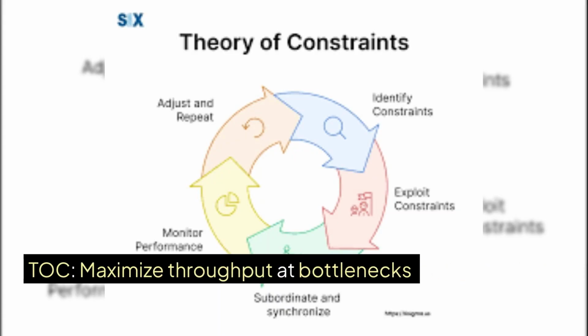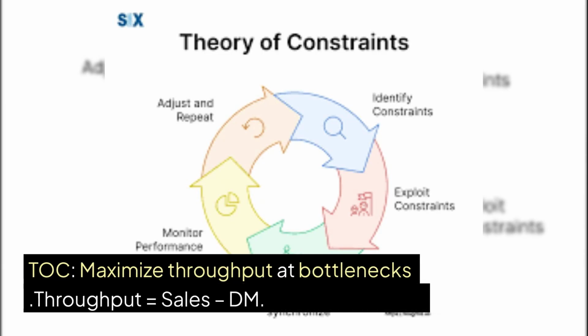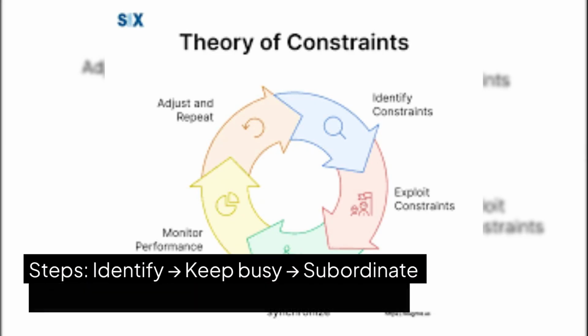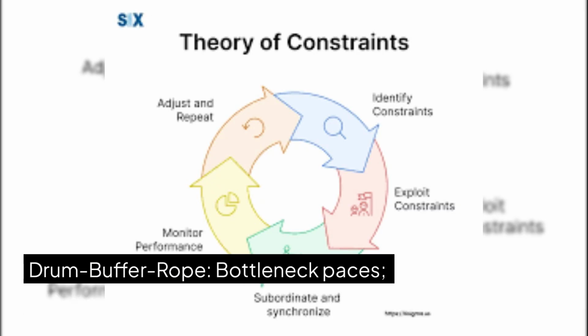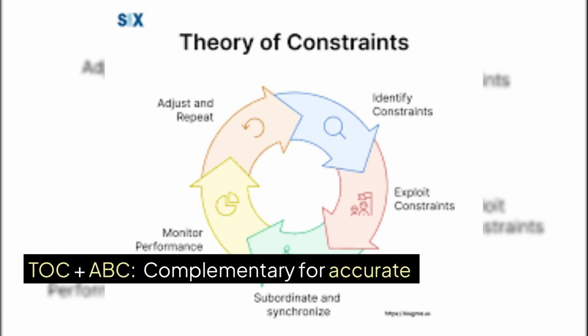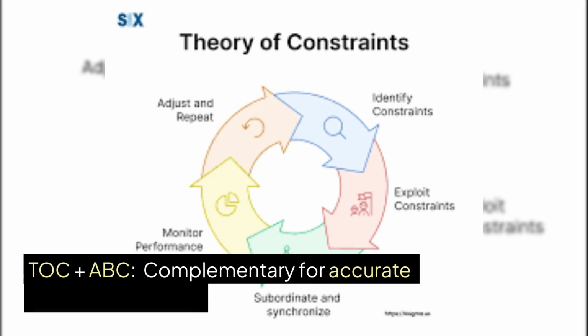Next, be familiar with Dr. Eli Goldratt's theory of constraints. That is, we identify the bottlenecks in the manufacturing process and we maximize throughput by managing those bottlenecks. Be familiar also with drum buffer rope, which helps us manage these bottlenecks. We will also discuss the theory of constraints and its relationship with activity-based costing.